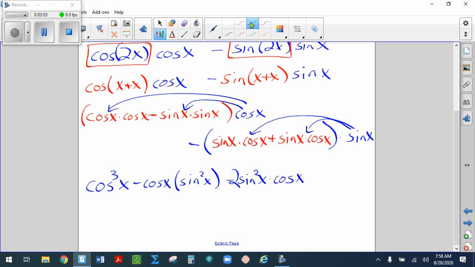Right. Sine x cosine x plus sine x cosine x is 2 sine x cosine x. And then distribute times sine, so 2 sine squared cosine x. All right, these are like terms. Cosine times sine squared, cosine times sine squared. So I have minus 1 and minus 2, so I have minus 3 cosine x times sine squared x. Still have that cosine cubed x out front.